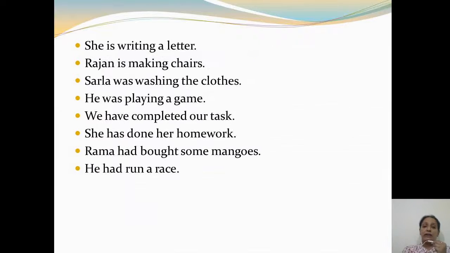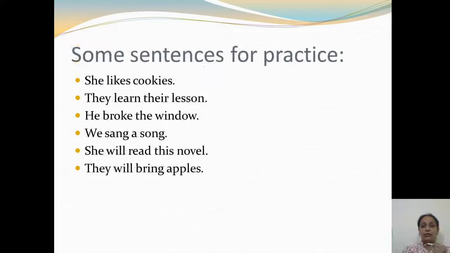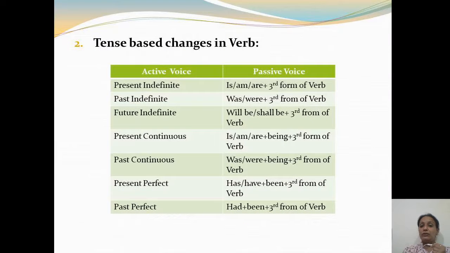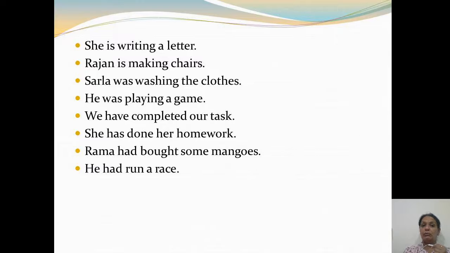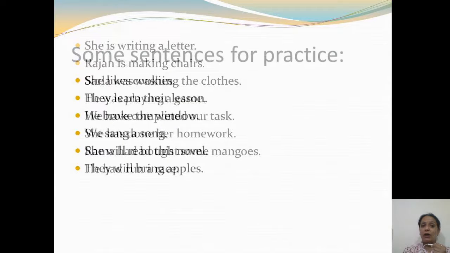Okay. Now next sentence. She is writing a letter. This sentence is in present continuous tense, and over here a letter is the receiver of the action. So it will be changed like this: a letter is being written by her. Let's quickly have a look at the rule. In the present continuous tense we use is, am or are. Over here we have a letter, that is singular, so a letter will be followed by is. Now a letter is.